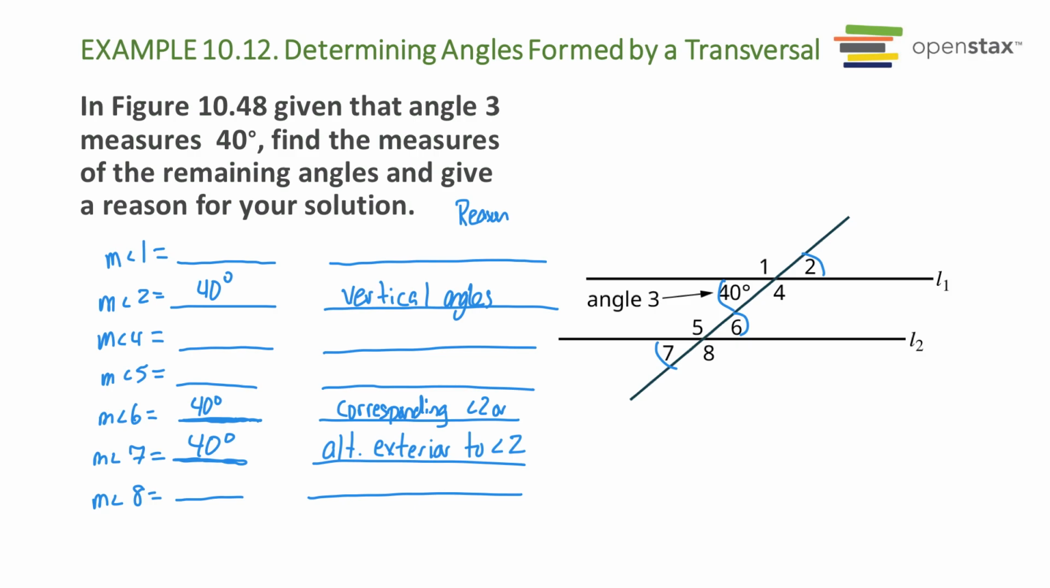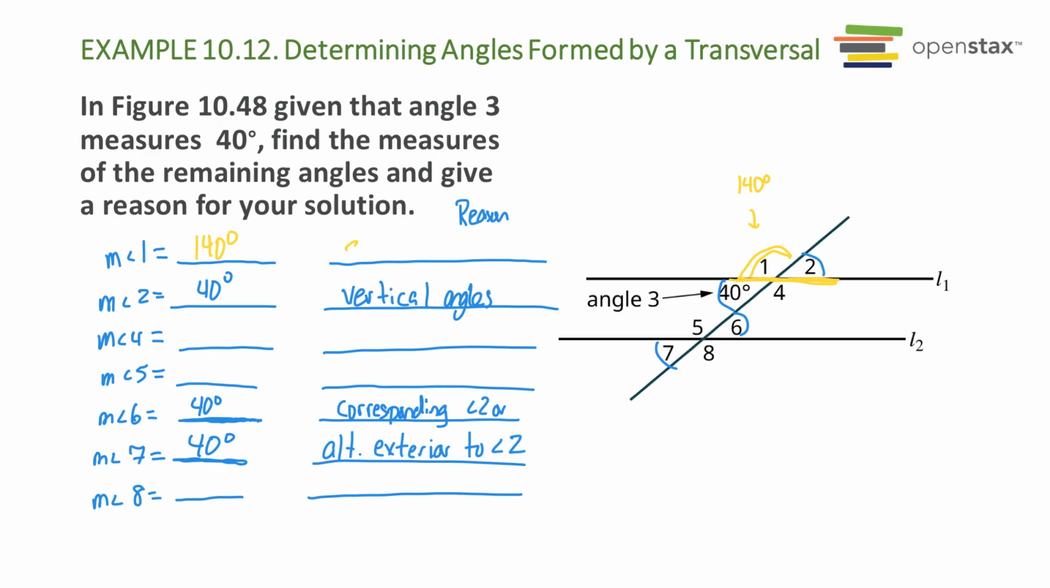And then that takes care of all of the ones that would measure 40 degrees. So then the question is, how much is, for example, angle 1? Let me get a different color here. All right, so angle 1 is going to have a different measurement. Angle 1 and angle 2 make a straight line, so they have to add up to 180 degrees. So what's the difference between 180 and 40? That's going to be 140 degrees. So that means that angle 1 has to measure 140 degrees.